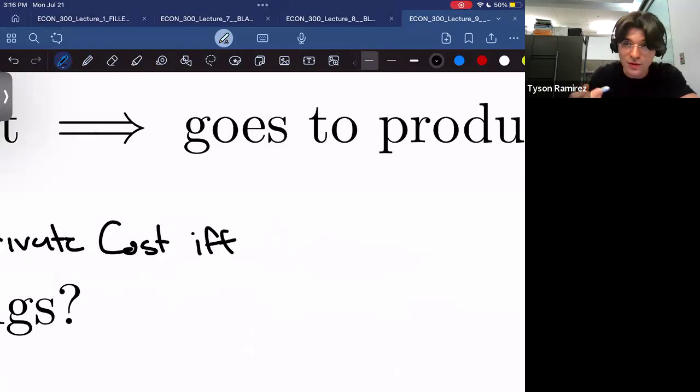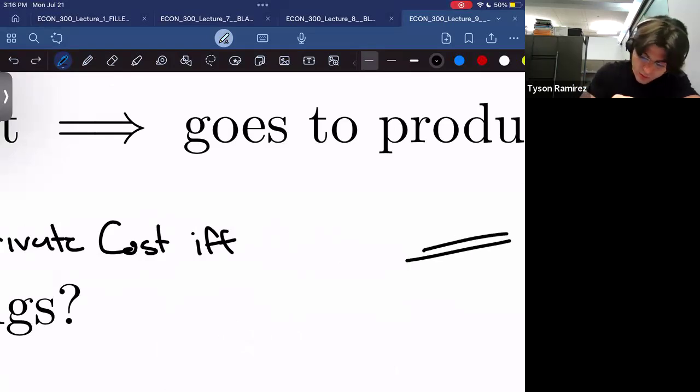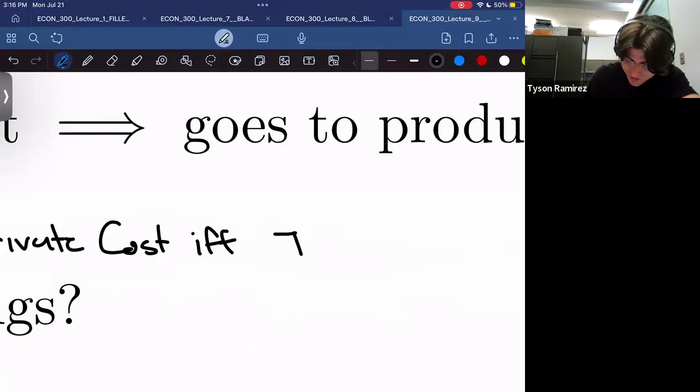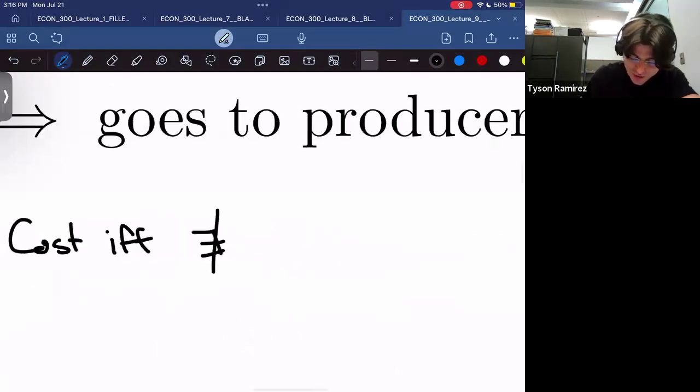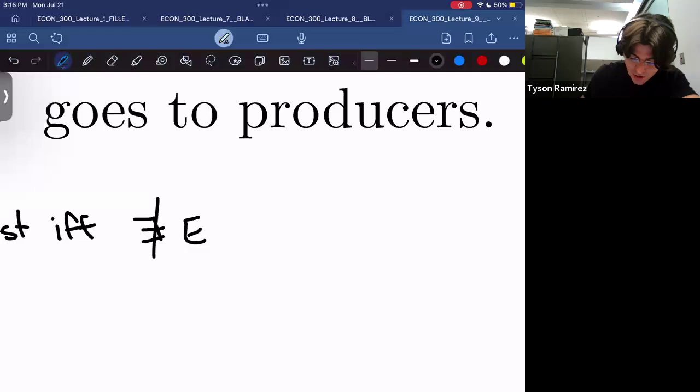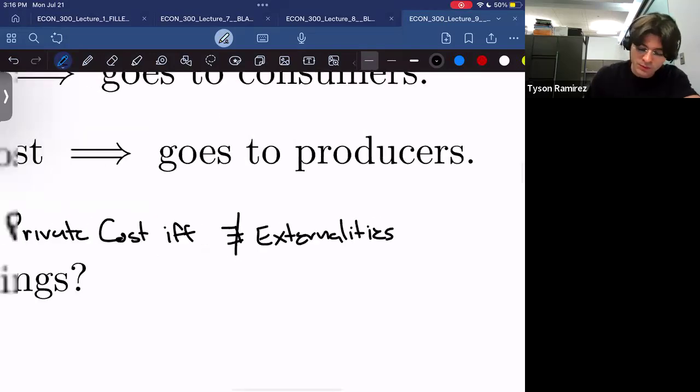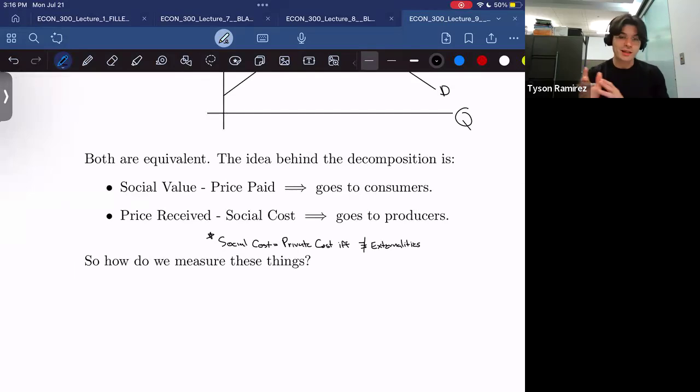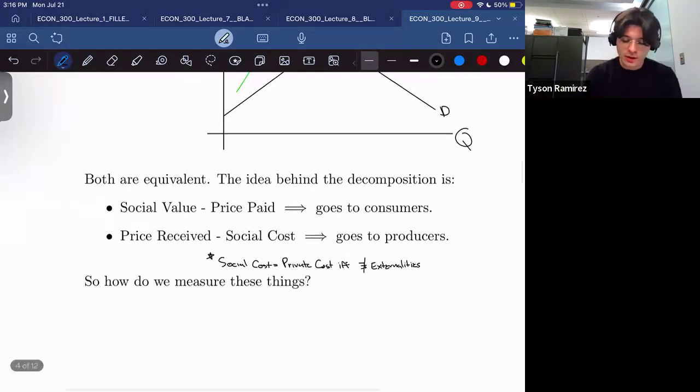If and only if. That's what IFF means if you haven't taken too many math classes. This means that there exist no externalities. A backward Z means there exists, and a line through it means that there does not exist. So social cost is exactly equal to private cost if and only if there are no externalities.